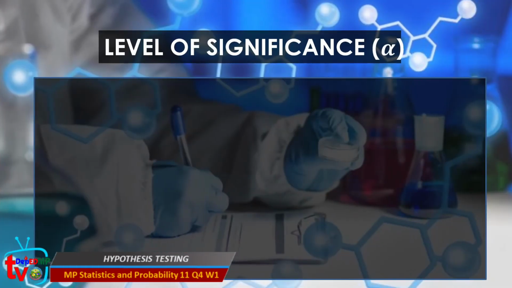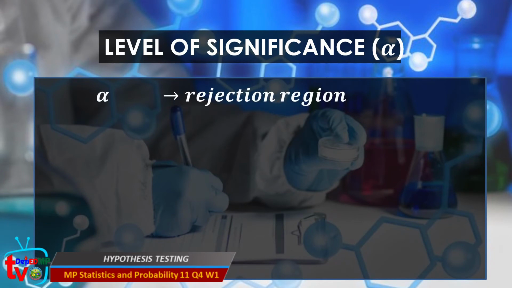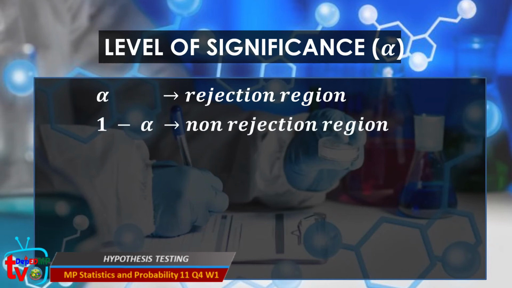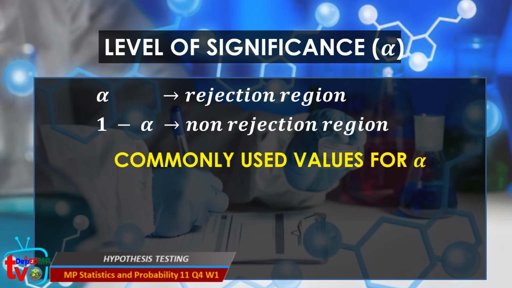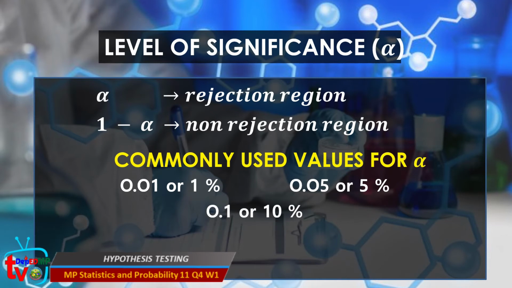The level of significance alpha corresponds to the rejection region, and the difference of 1 and alpha corresponds to the area of the curve occupied by the non-rejection region. The most commonly used values for alpha are 0.01, which is 1%, 0.05 or 5%, and 0.1 or 10%. When the study deals with life and death situations, it is advisable to use 0.01 or less.